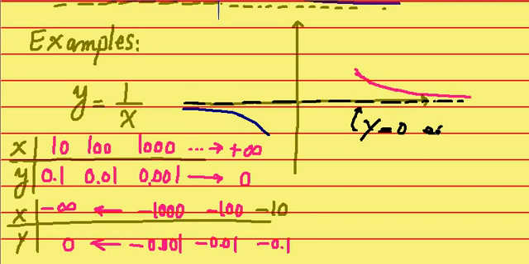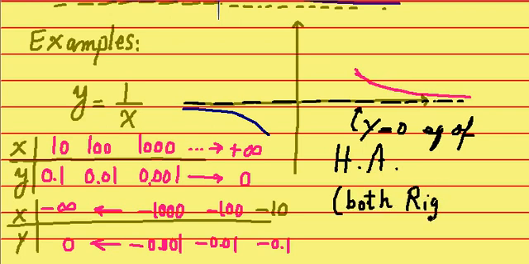y equal to 0 is the equation of the horizontal asymptote on both right and left. You can give more information by saying that this function is going to 0 from above.